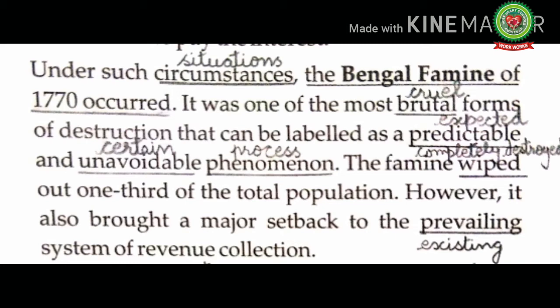It was one of the most brutal forms of destruction, and can be labeled as a predictable and unavoidable phenomenon. The famine wiped out one third of the total population. However, it also brought a major setback to the prevailing system of revenue collection. Already, the people were suffering a lot and the situation was worsened, and during that time, the Bengal famine of 1770 occurred.